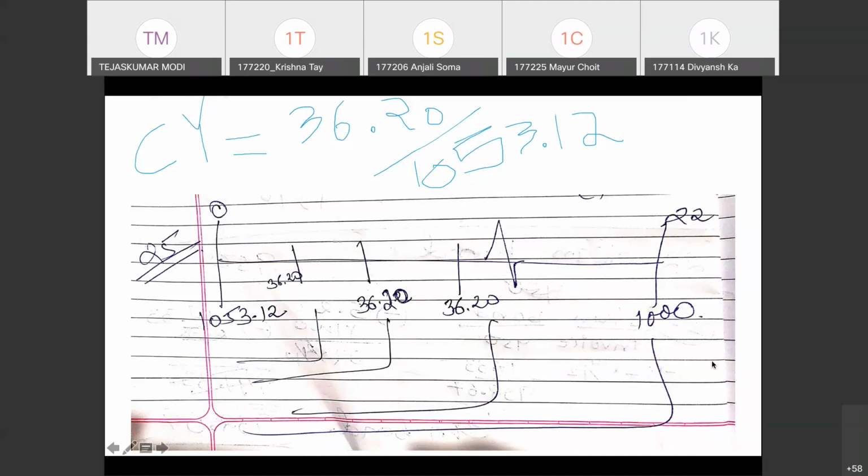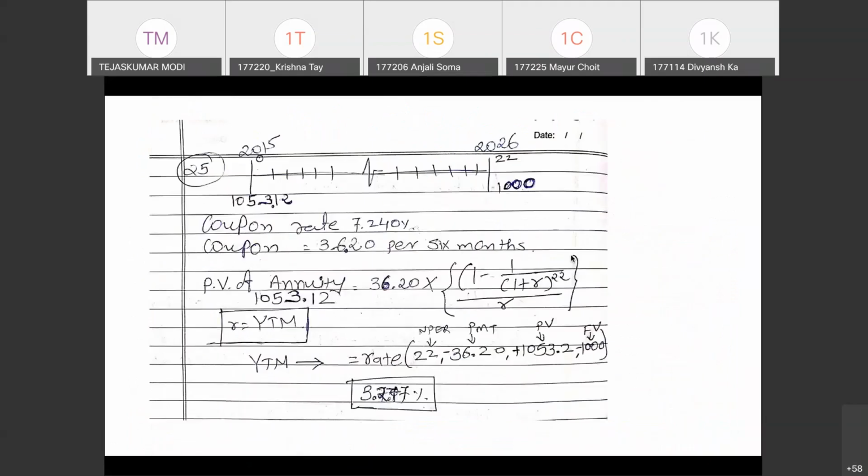Yes, thank you, Mayur. So what I was asking is what approach we are following. Remember, the coupon is 36.20. How did I get 36.20? I got 36.20 because the coupon rate is 7.240 on this bond, and it is paying coupon every 6 months, so that has to be adjusted for 6 months. So 7.240 on the face value of 1000 works out to be 72.40 coupon for 1 year, but we are receiving the coupon every 6 months, so that is 36.20. So this is the construct. This is what I was trying to ask you.